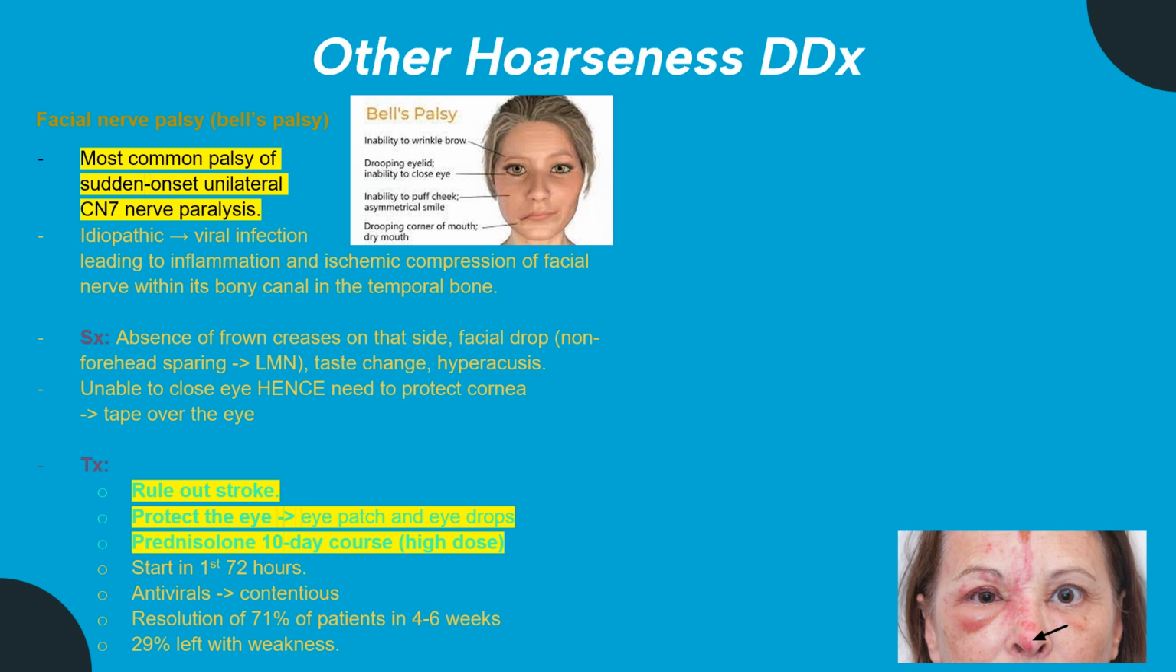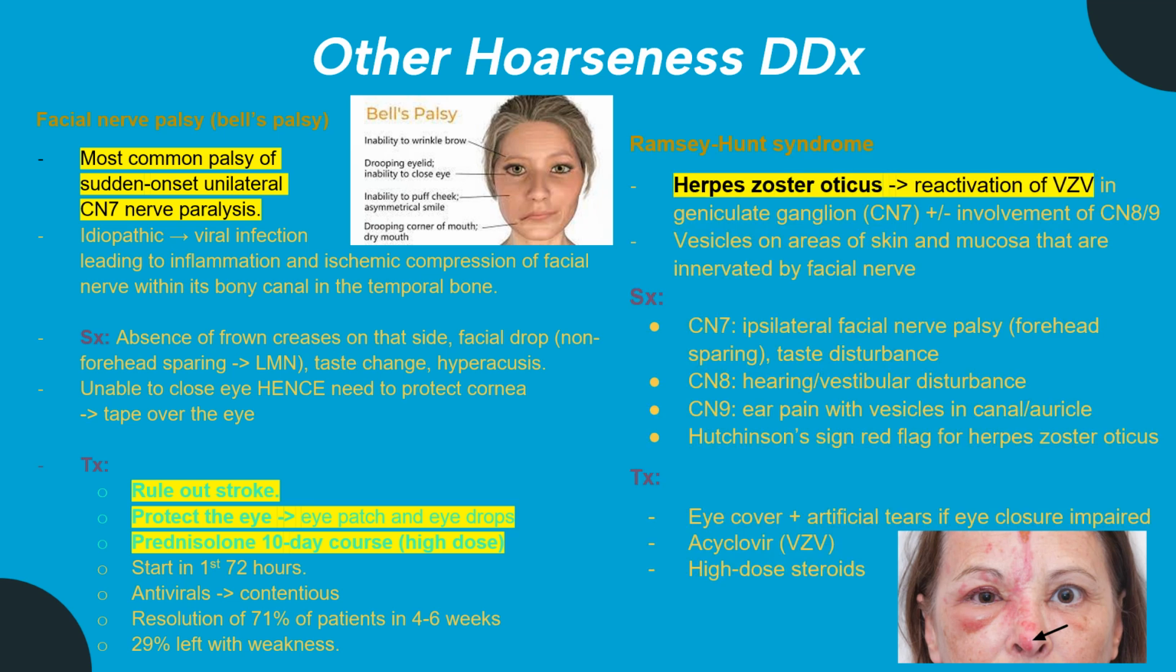Antivirals are a bit contentious, so I guess in this case they're just screening for shingles here. Almost all patients, around 70%, will improve in around 4 to 6 weeks, and 29% will be left with some residual weakness, which may get better over a longer time period or remain.